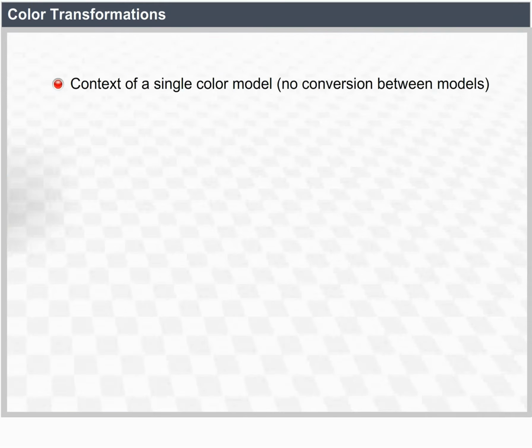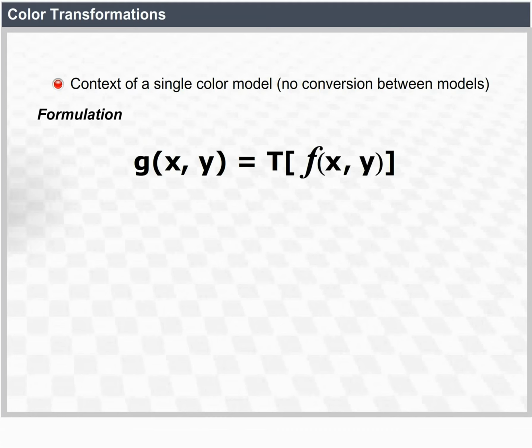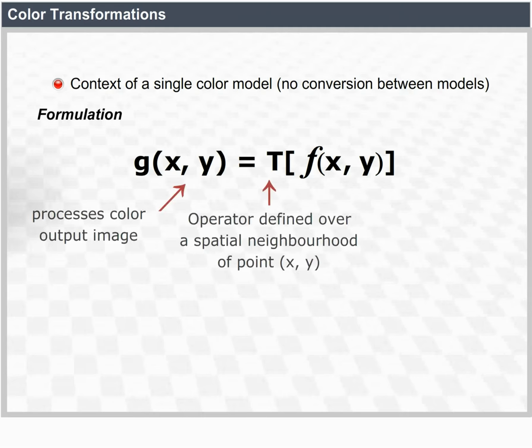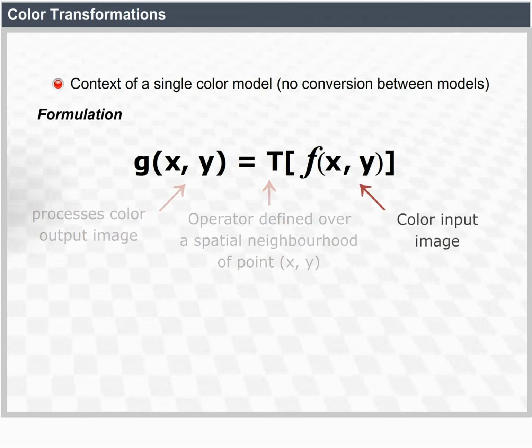Color transformations. These are in the context of a single color model, with no conversion between models. Formulation: g(x,y) = T[f(x,y)], where g(x,y) is the processed color output image, T represents the operator defined over a spatial neighborhood of point (x,y), and f(x,y) represents the color input image.